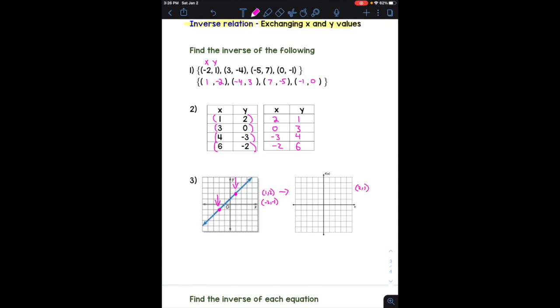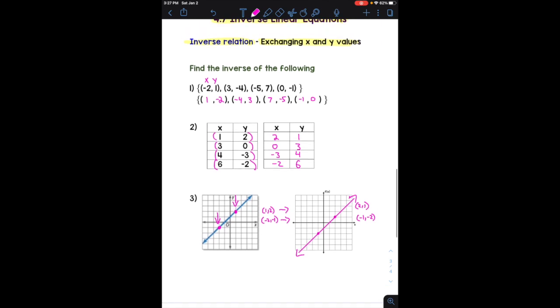I'm going to plot it. And the inverse of (-2, -1) would be (-1, -2). So I will go ahead and plot that. The inverse graph and the regular graph do look very similar. However, as you could see, those ordered pairs are on different spots than the original equation. This line actually moved below the origin. It moved a little bit further down on the coordinate plane.